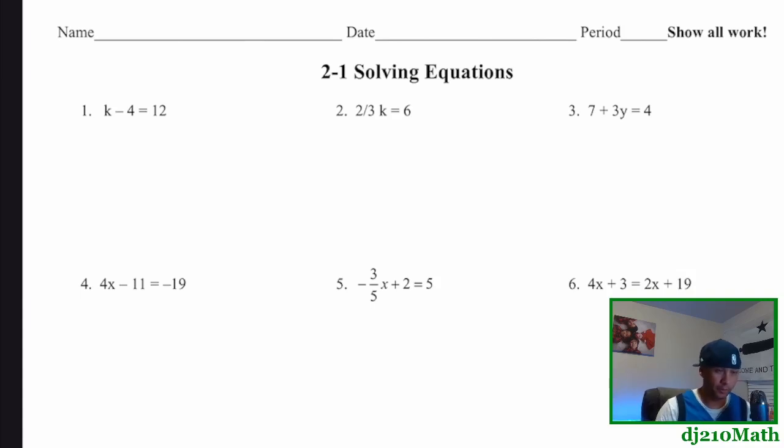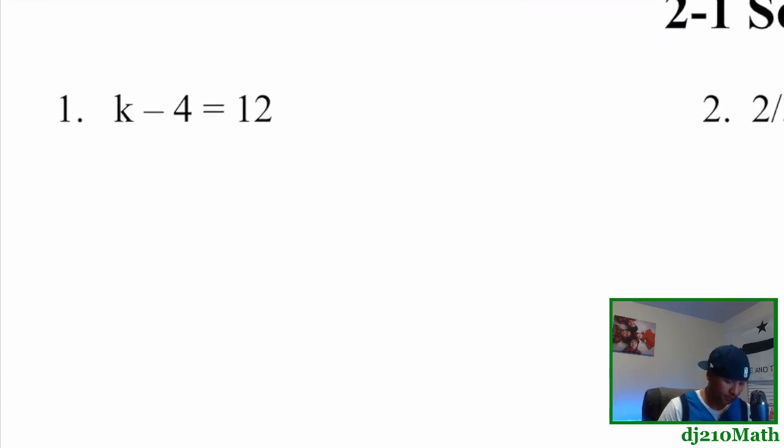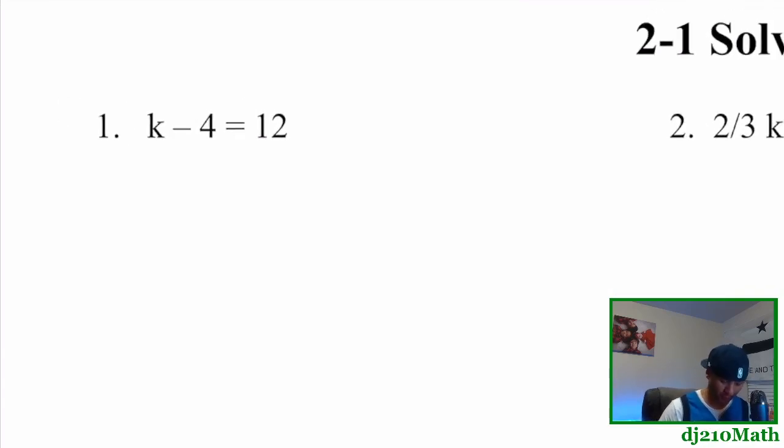All right, 2.1, solving equations. Let's start with number 1. So k minus 4 equals 12. We want to isolate k, get k by itself.